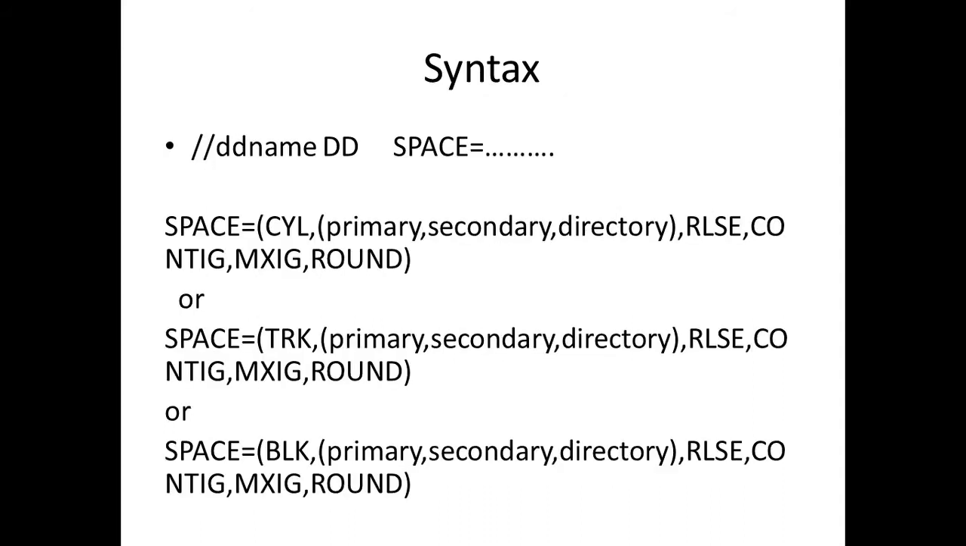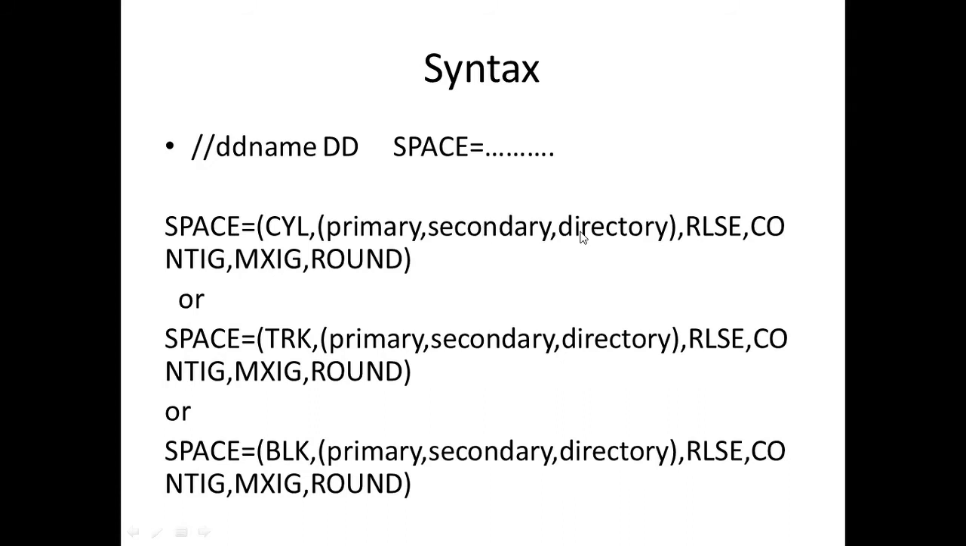This is the syntax for the space parameter used in the DD statement: //ddname DD, and the space parameter follows after the DSN, unit and volume. Space equal to CYL, we can either request in the form of cylinders, or tracks, or blocks, where primary is the primary quantity which we are requesting, and if it is insufficient we go for secondary allocation, and this is for the directory.